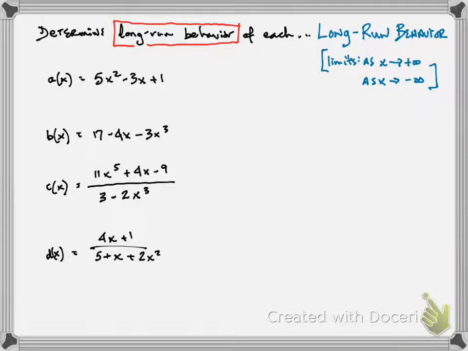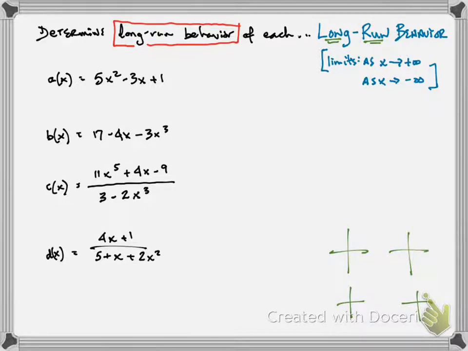Hi everyone, this video is about the long-run behavior of a few different types of functions. Long-run behavior means the limits as x goes to plus and minus infinity. In the long run, what is happening? You're going to see in this video that functions in the long run can do a number of things.